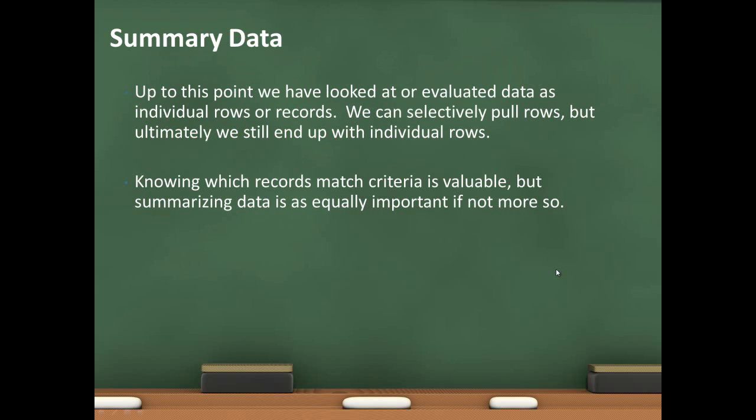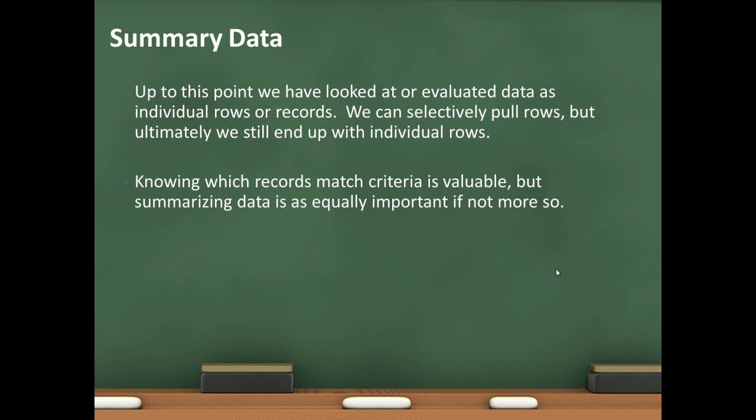So up to this point we've evaluated data based on individual rows or records. Every time we do a select statement, we're either going to get back 0 rows or we're going to get back an X number of rows, but we look at our data as being rows or records of data. But what we see is what we see, and that's just simply an assessment of the individual records. Of course, we can sort the data if we want. We can selectively pull data out, but we still end up with individual records.